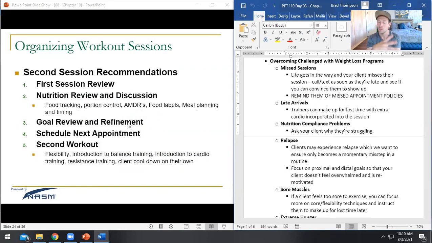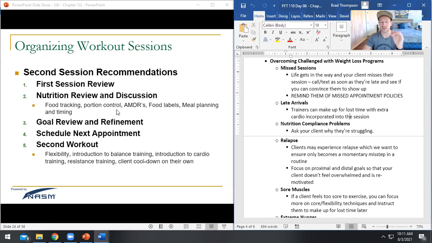So I would say let's take a look at their food tracking, portion control. We can start talking about AMDRs. We can start talking about, hey, you want to get 45 to 65% carbohydrates, anywhere from 10 to 30% protein. We can start breaking that down for our clients. Look at food labels, meal planning, and timing of everything. We can notice if we're looking at your food journal, you tend to overeat right here. That means you're getting extra hungry. Let's find a way to keep you from getting so hungry by maybe boosting up this meal a little bit so that we don't overeat in this meal here. So we can start drawing some conclusions and coaching them on their nutrition.